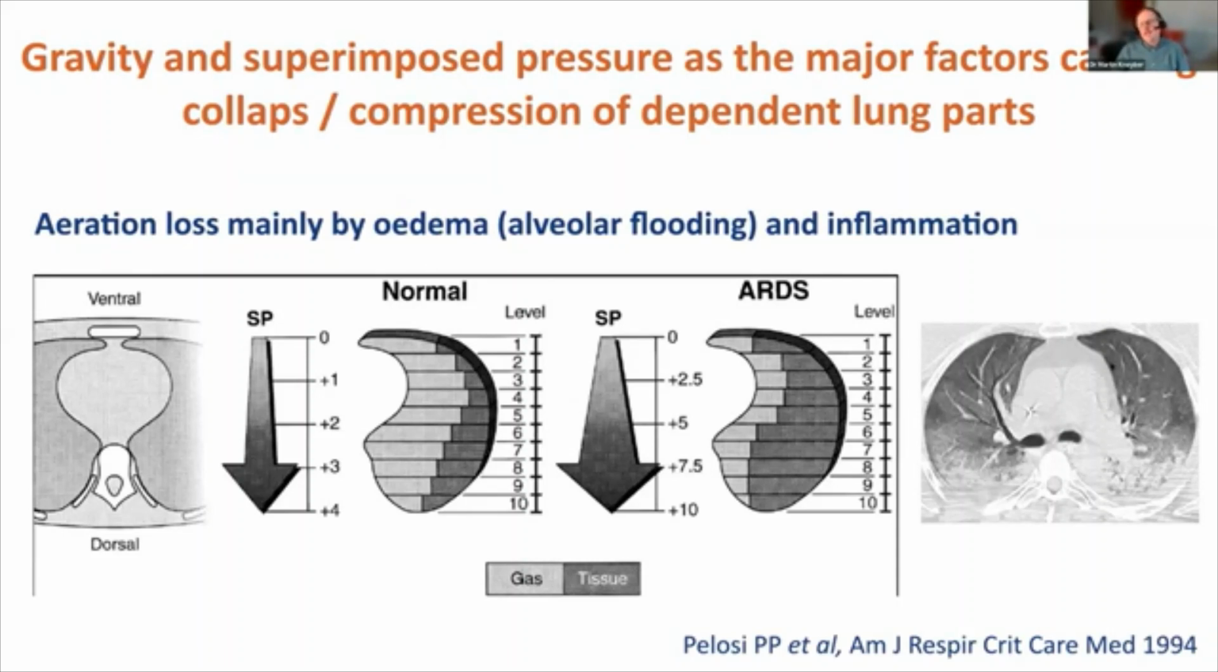But then we have the patient with ARDS, and there will be edema, alveolar flooding, inflammation, and destruction of tissue. Because of the edema, the lung will become heavier and the effects of gravity will become more prominent. The superimposed pressure will be much stronger, and the ratio of aerated versus non-aerated tissue will change dramatically, giving rise to a much larger degree of non-aerated lung tissue.